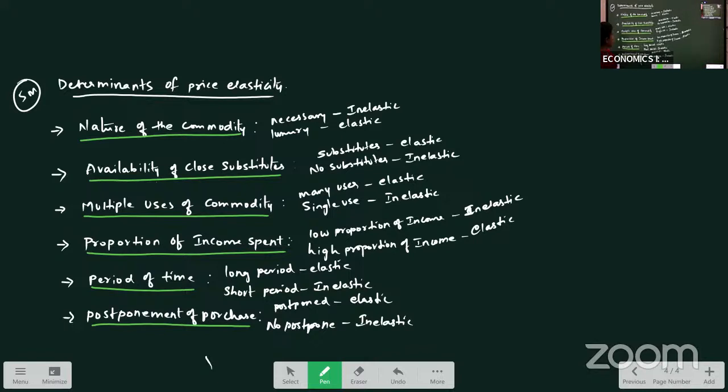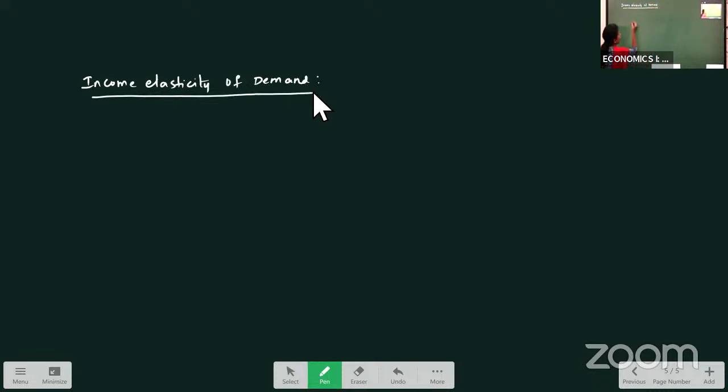Okay, so these are the determinants of price elasticity of demand. Then the next concept in elasticity you have to prepare for 2 marks is income elasticity of demand. As we have studied price elasticity of demand, now we have income elasticity of demand. Income elasticity of demand means what?